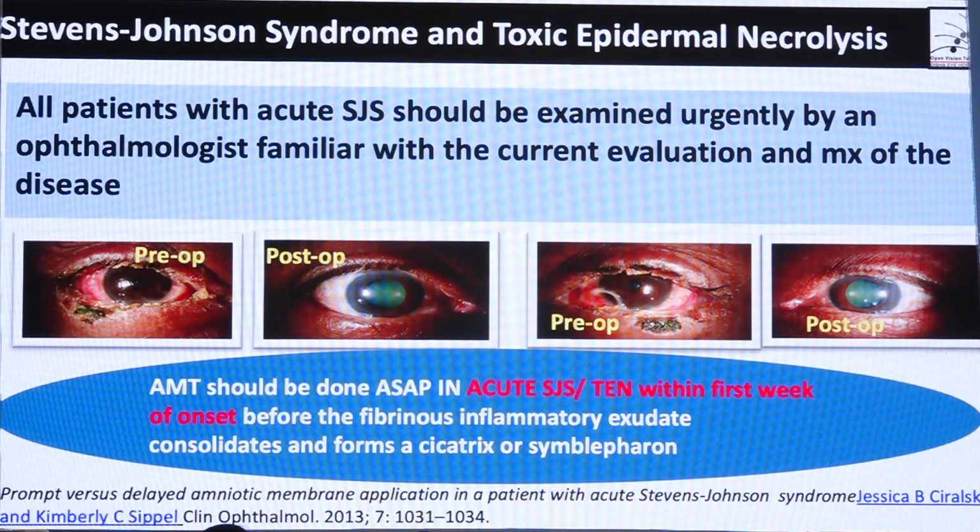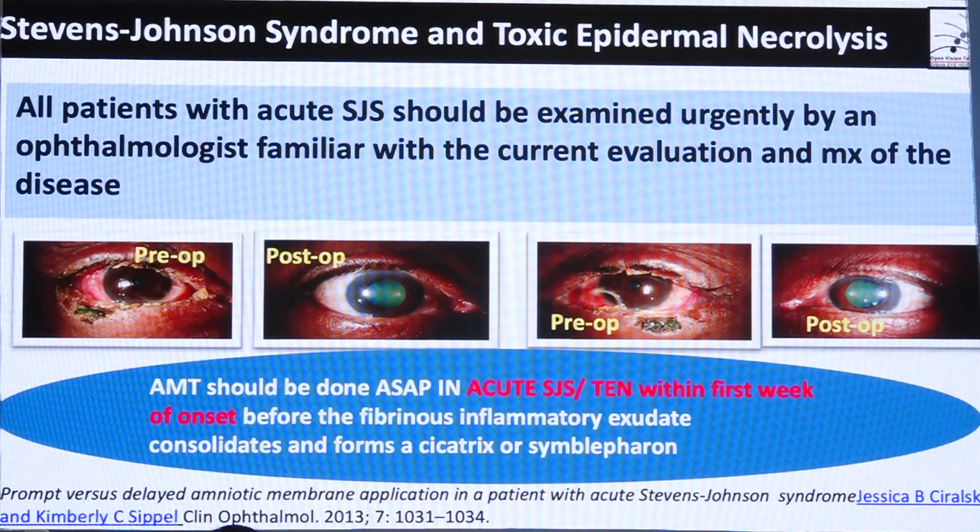And what I did was at bedside, I did this amniotic membrane transplantation. At that time, I didn't put any sort of fibrin glue. I just put this amniotic membrane over the ocular surface and put a symblepharon ring. So all patients should be examined by ophthalmologists. So this is the pre-op picture, and AMT should be done as soon as possible in acute SJS or TEN, within the first week, preferably within 3 days.